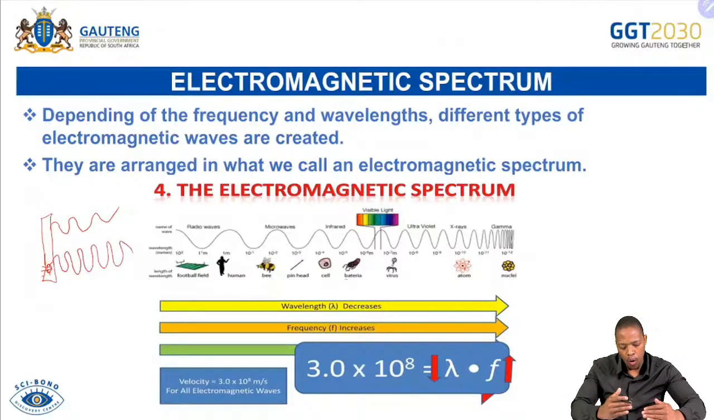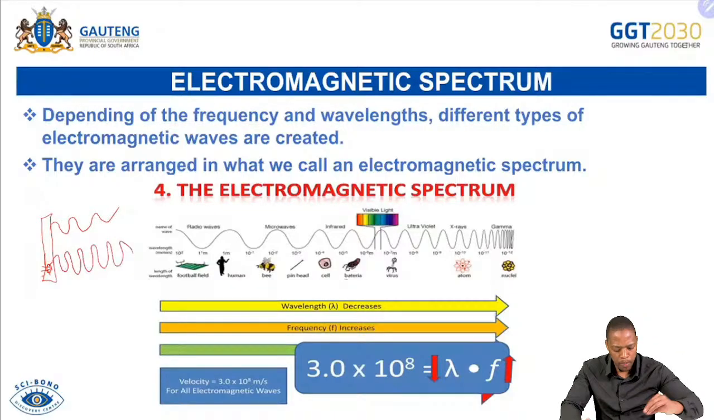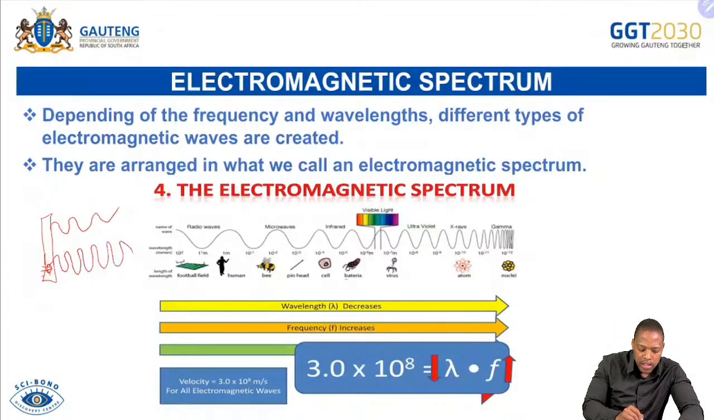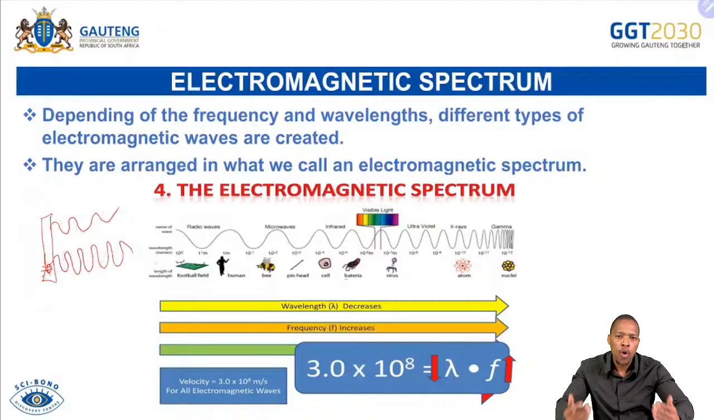So depending on how quick or how slow the particle vibrates, this is going to change the frequency of the what? Of the wave, okay? If it vibrates quick, you are going to have higher frequency, and if it vibrates slow, you are going to have a smaller frequency. Then that is going to give you different types of electromagnetic waves. So your electromagnetic waves are not going to be the same.